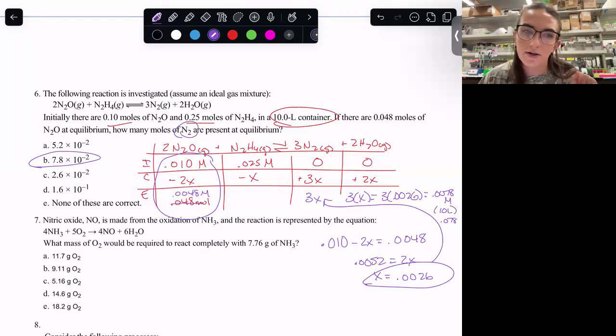Sorry, that was kind of fast. If you do this one without converting to liters or molars, it should come out to the same answer. But in a case where they ask you for something slightly different, do make sure that you're working in molarity for your ice tables.